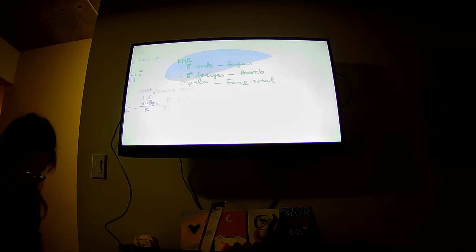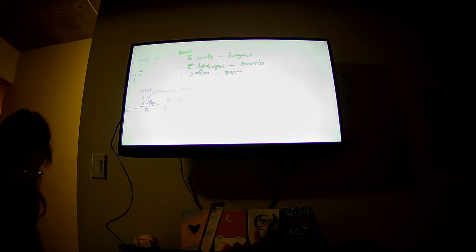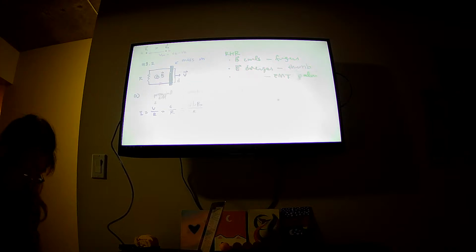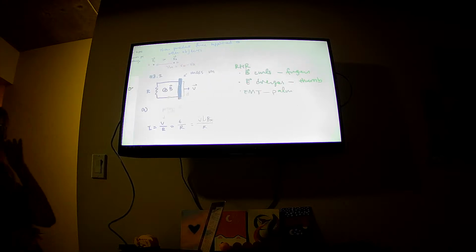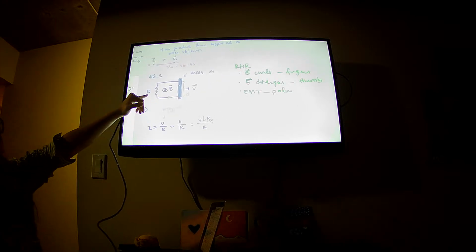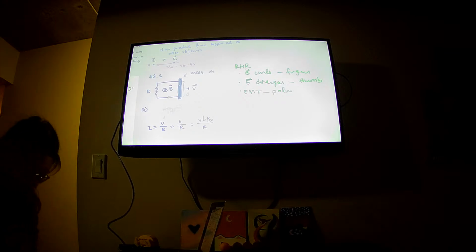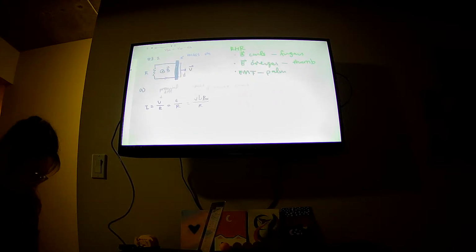Okay, is that cool? This is the direction of EMF. This is how to use the right hand rule. All right. So we figure out that the induced current by the magnetic field is in the pink.